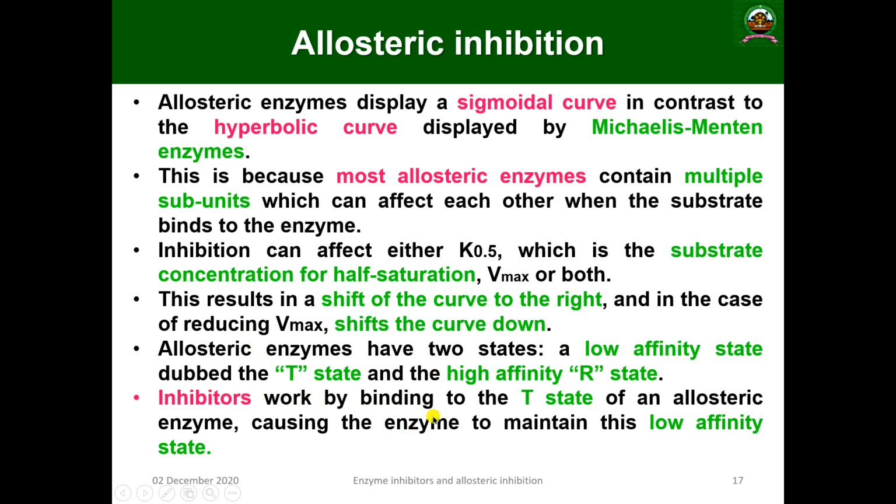Inhibitors generally work by binding to the low affinity T state of an allosteric enzyme, causing the enzyme to maintain its low affinity state. That is known as allosteric inhibition.